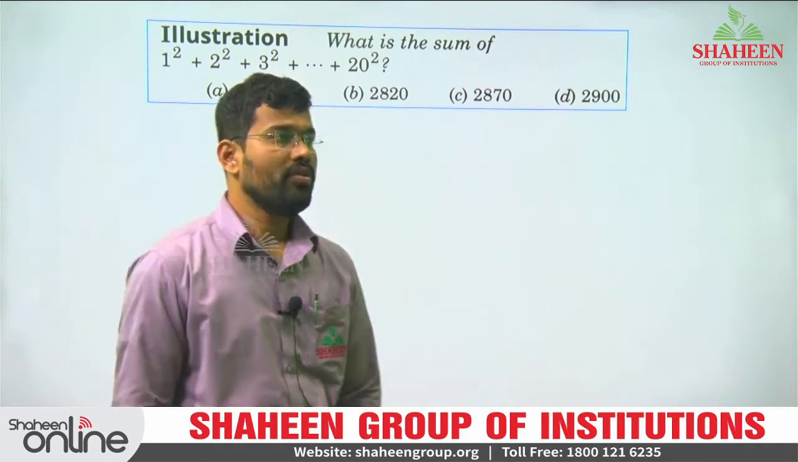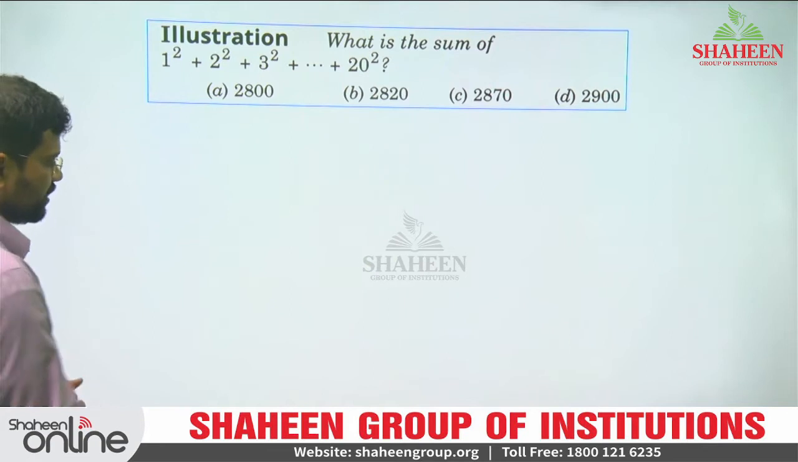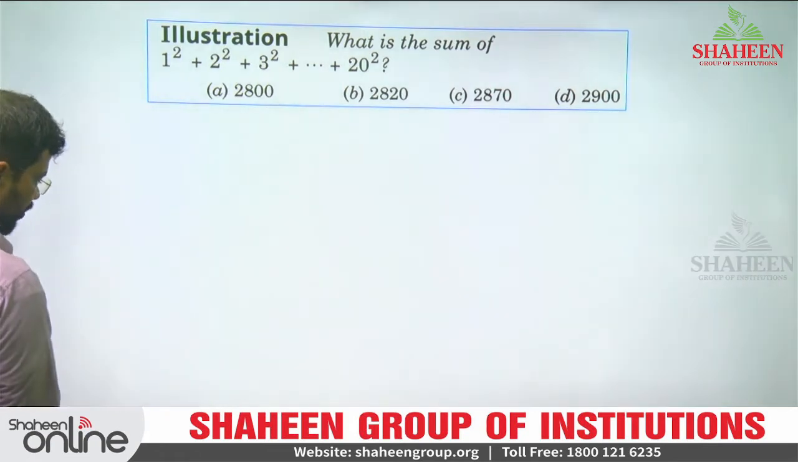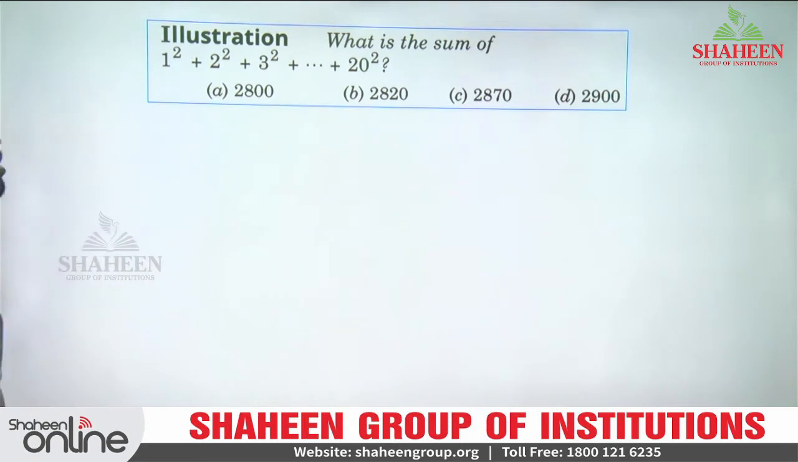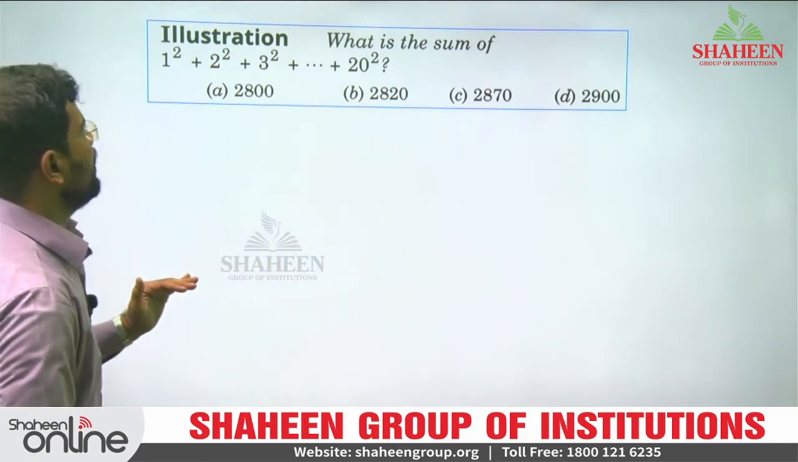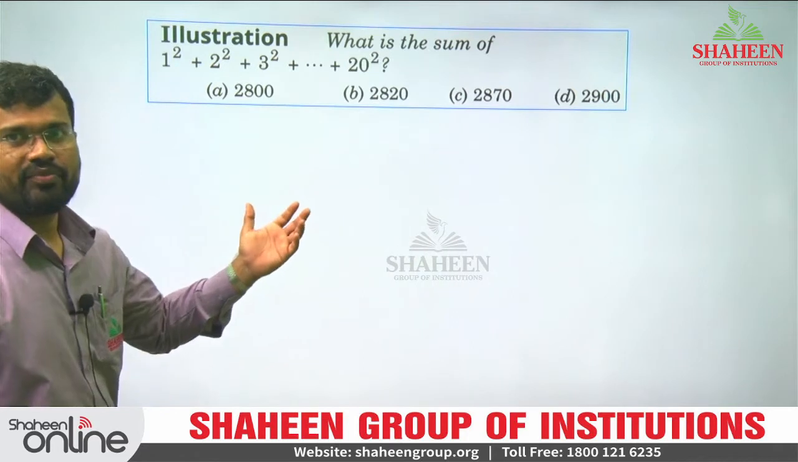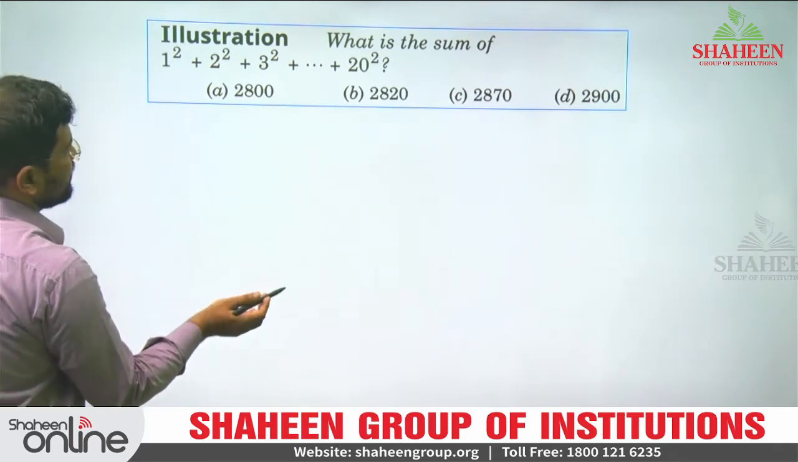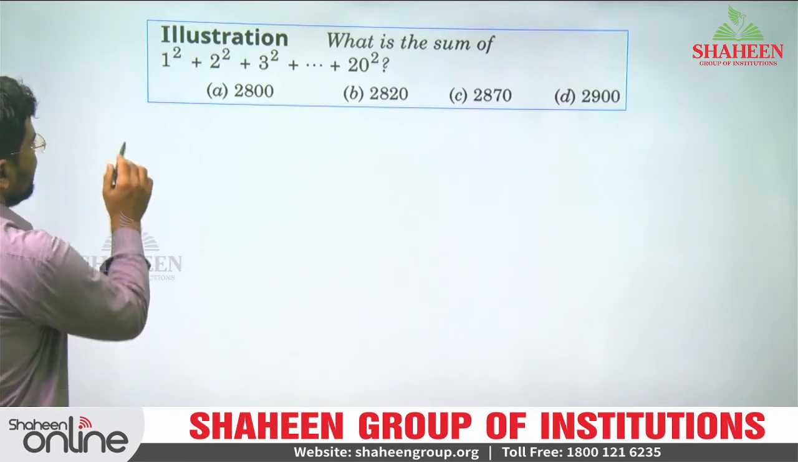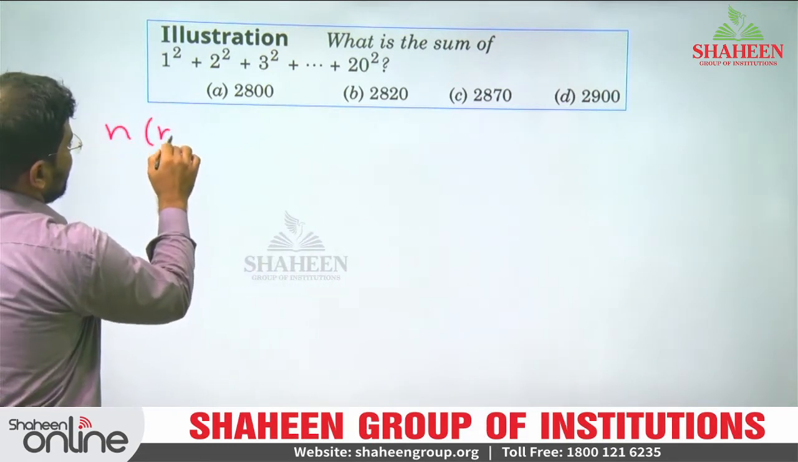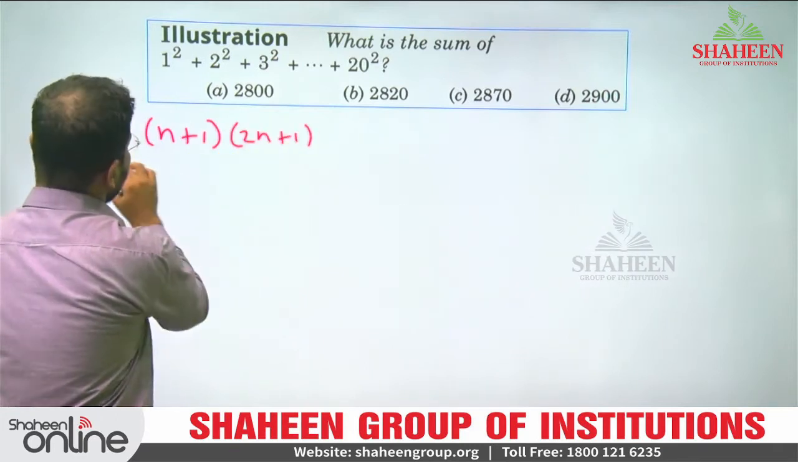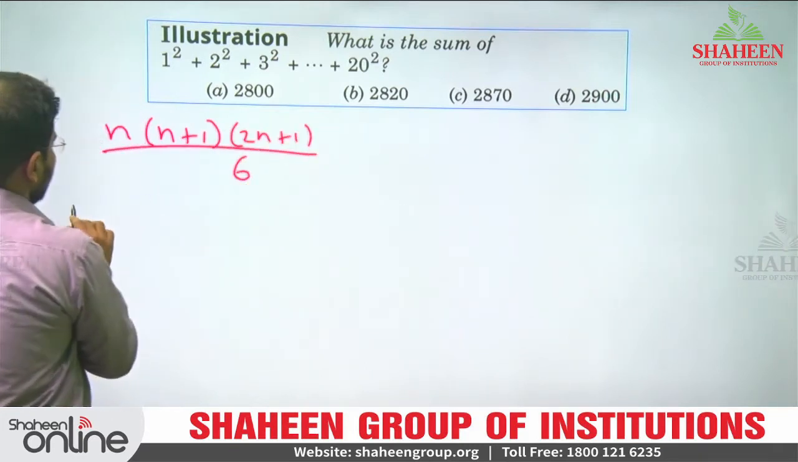Yes, friends. Now let us see one simple problem here. What is the sum of squares of the first few natural numbers? As we have discussed in the last slide, what is the basic formula for this? n into n plus 1 into 2n plus 1 by 6. What is n here?